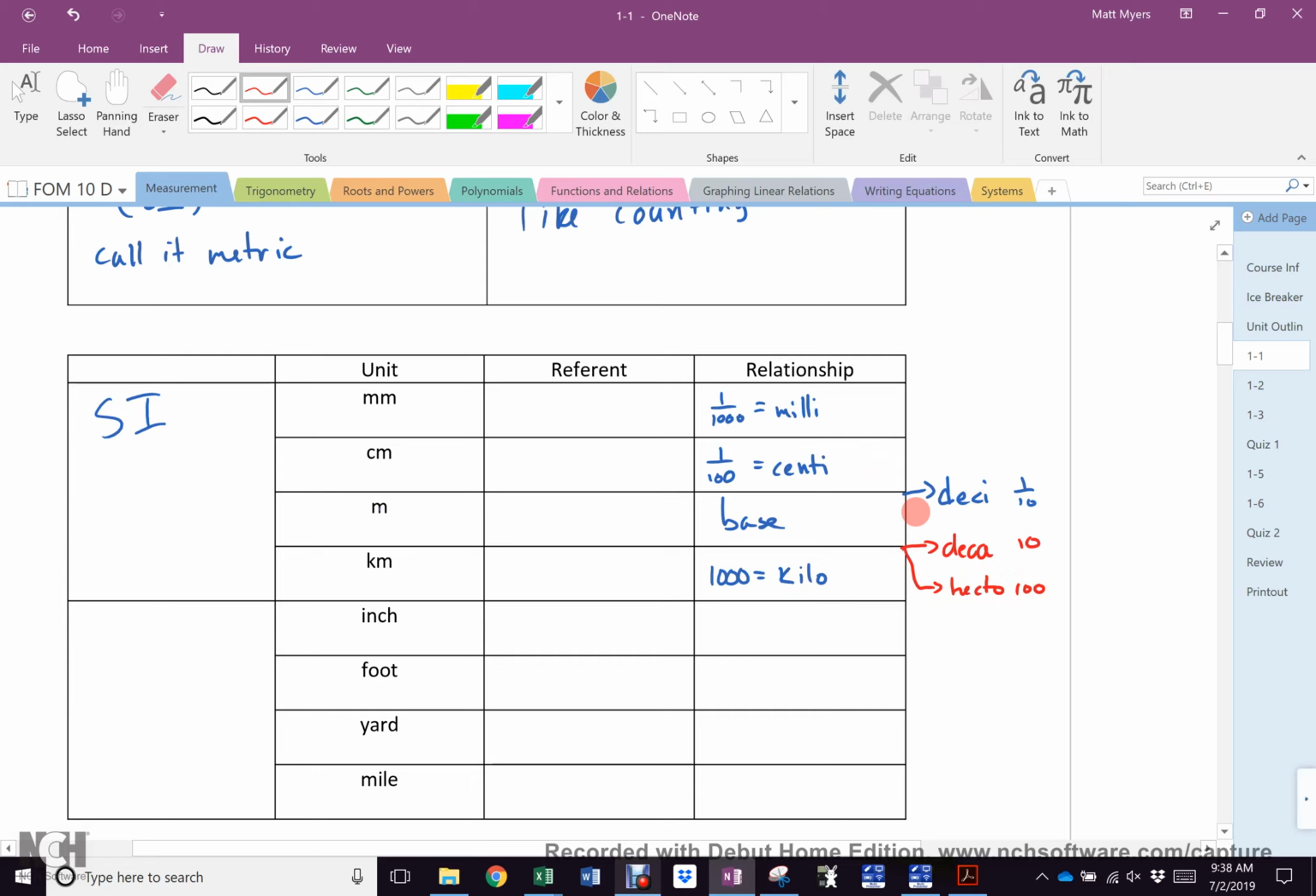Now, if we're always multiplying or dividing by 10, it's easy to convert between them, right? Because all we do is move the decimal place. We'll get to that later, but that's why this is here.